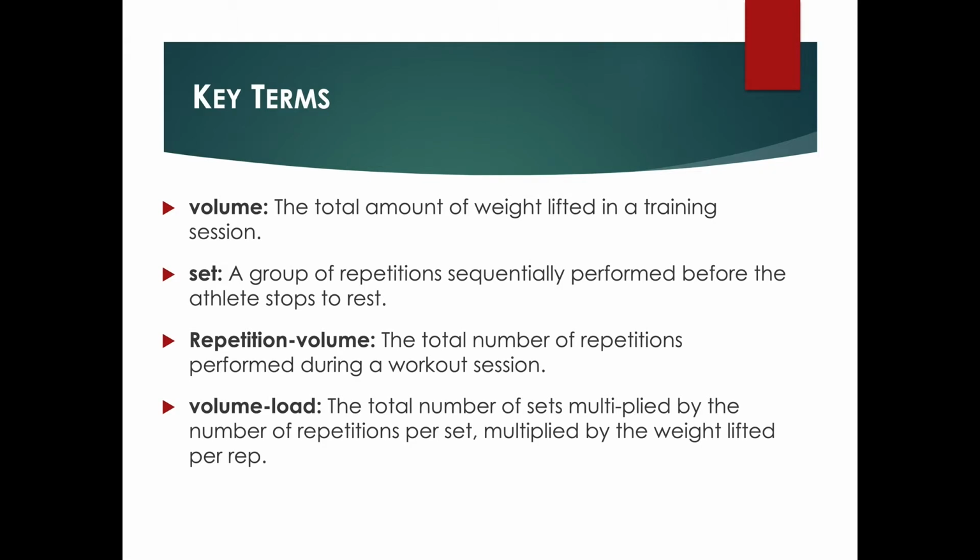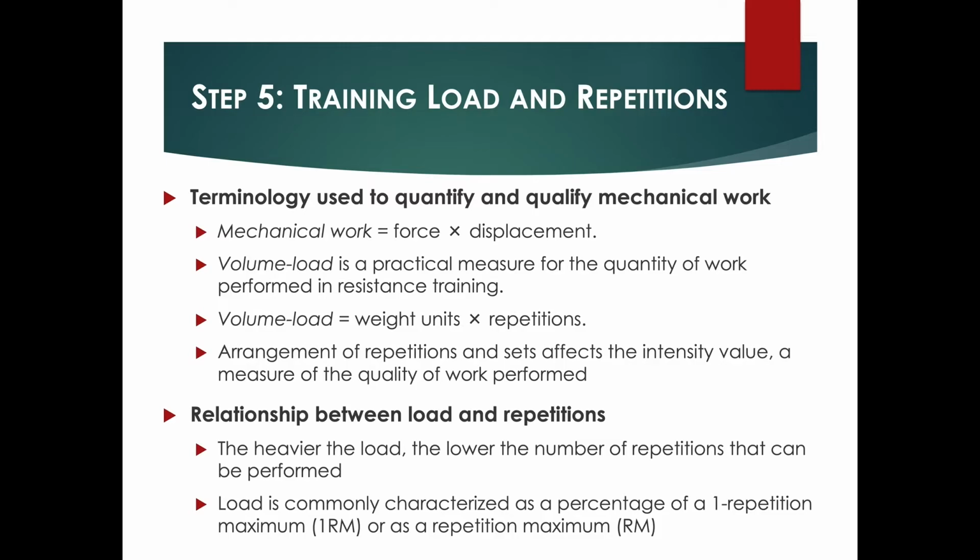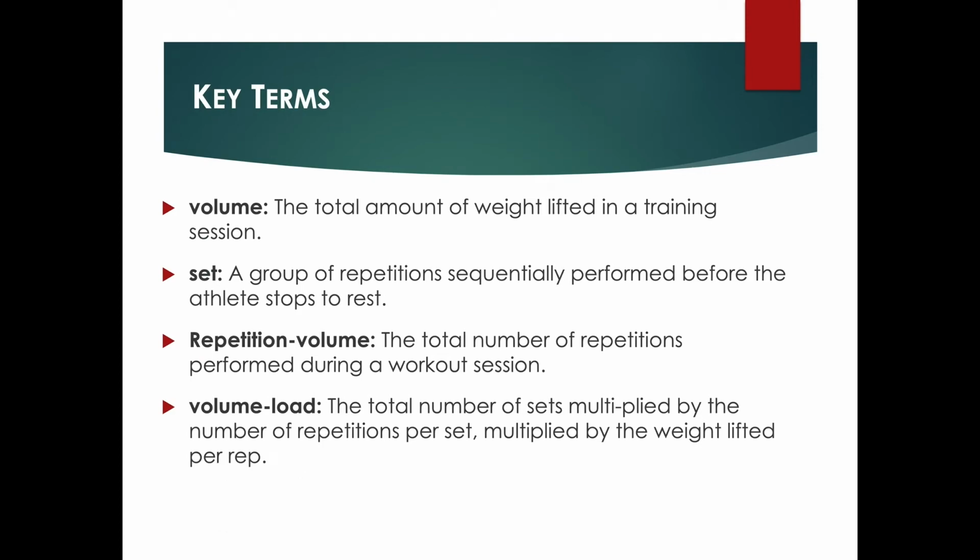So you've got some other key terms. Volume: the total amount of weight lifted in a training session. Set: a group of repetitions performed before the athlete stops to rest. Repetition volume: total number of repetitions performed during a workout session. And then volume load, as we said, is the total number of sets multiplied by number of repetitions per set, multiplied by the weight lifted per rep. You can see that as defined back here as well. That's what the weight units by repetitions is. So you're looking at weight lifted by set by repetitions.